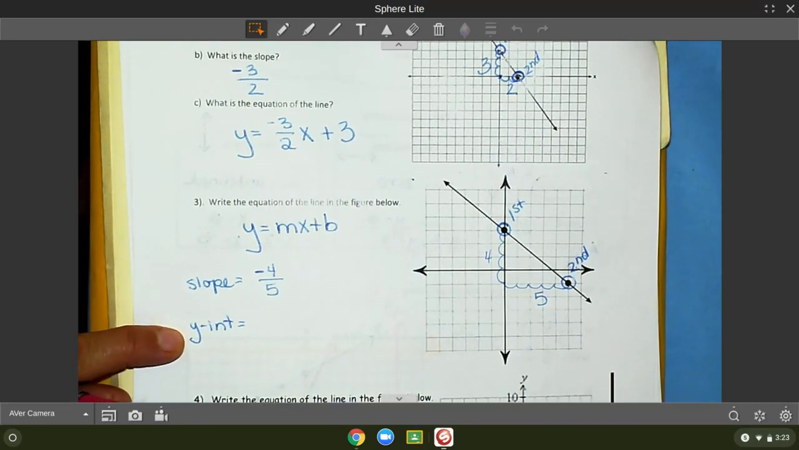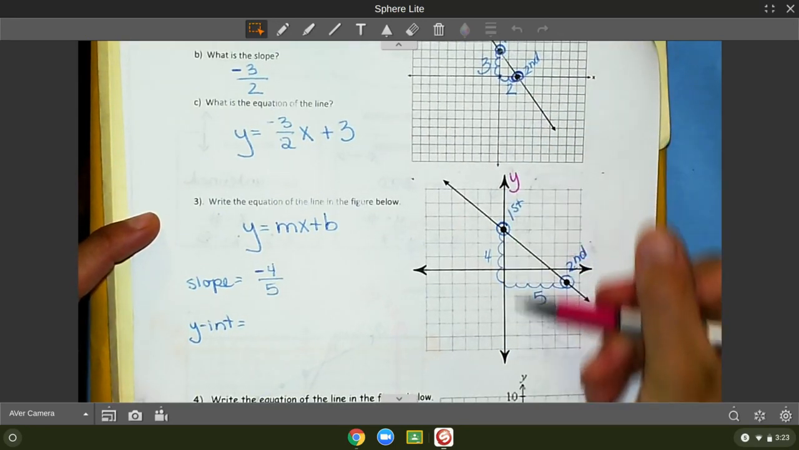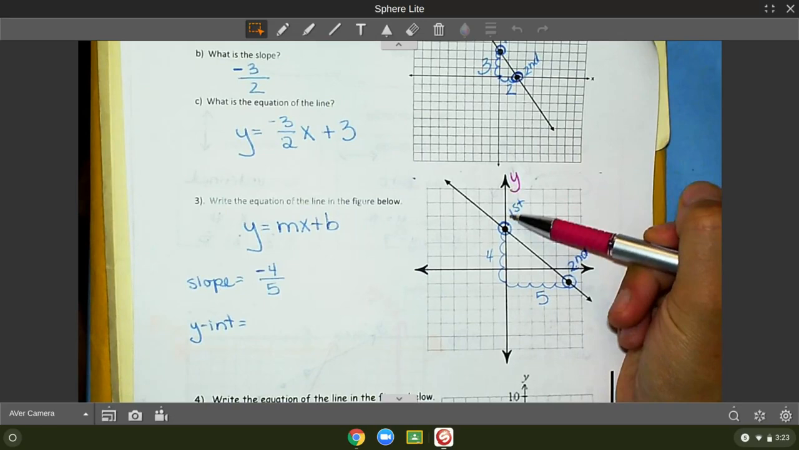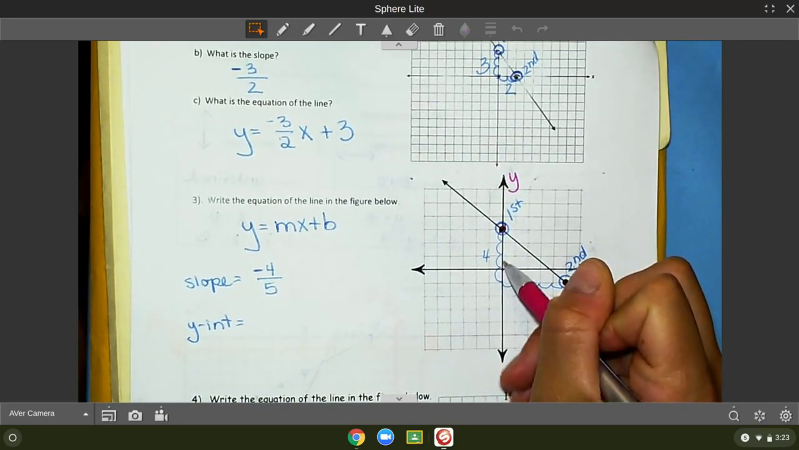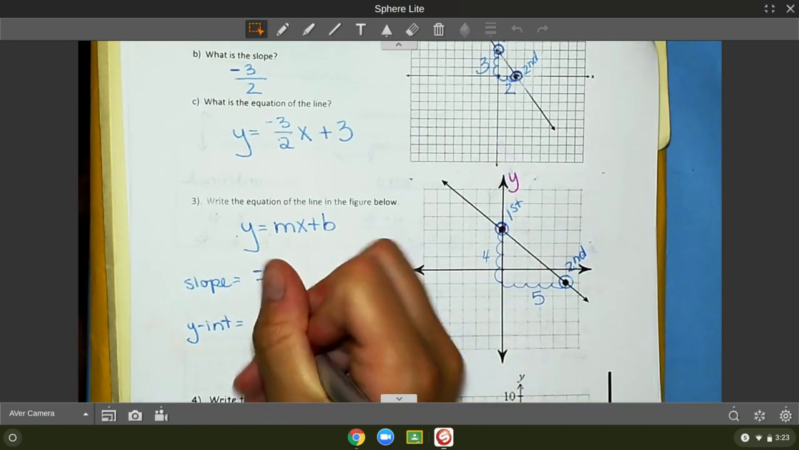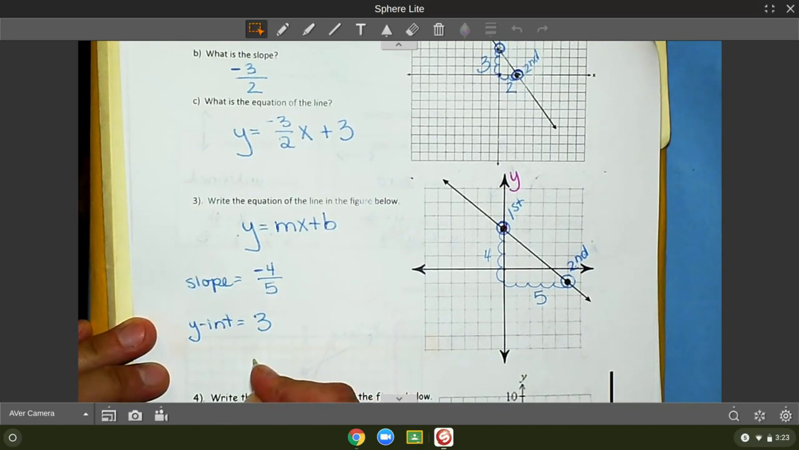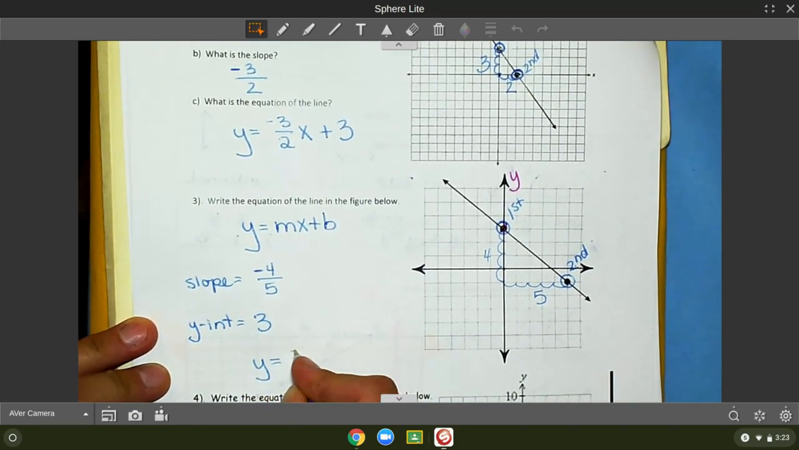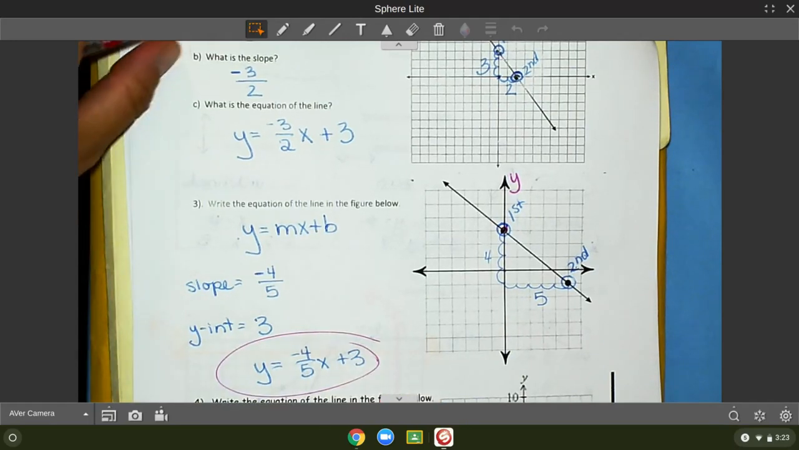Okay, the second thing we need is the y-intercept. So remember, your y-axis is the axis that goes up and down. So look for the point there. Here it is. Now, what's that value? Start at the origin and count up. 1, 2, 3. It's a positive 3. So that means, let's put it all together. What is going to be the equation of our line? All right, did you choose y equals negative 4 over 5x plus 3? That means you have got it.